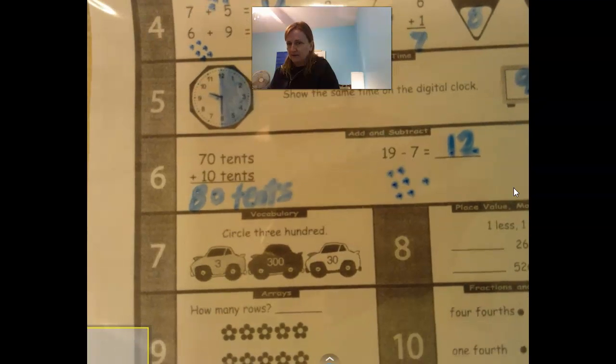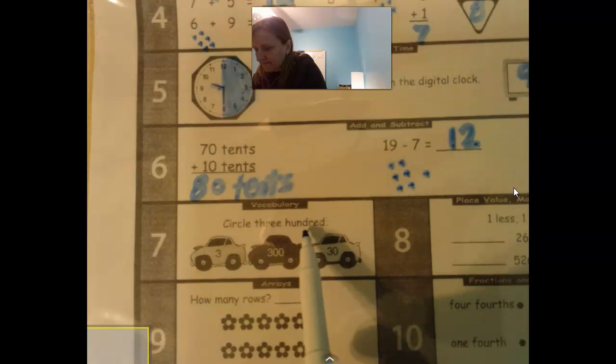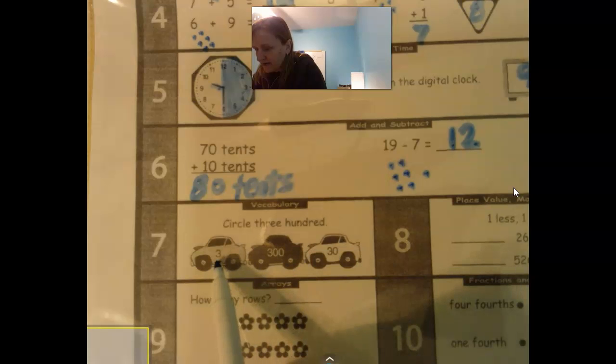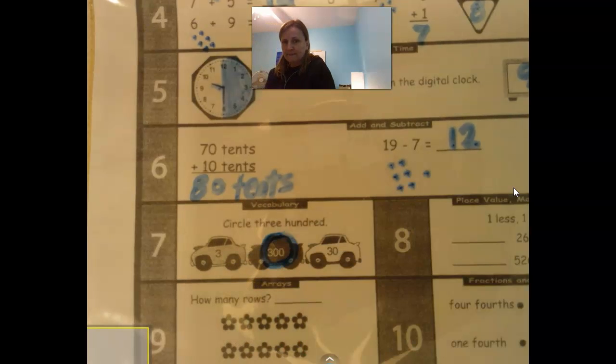Here we go to vocabulary. They would like you to circle 300. 300, 30. They want you to circle the one that is 300.